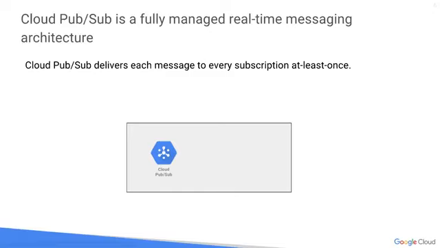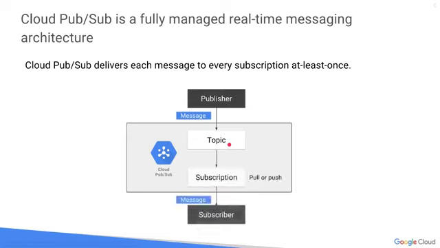Let's take a look at some Cloud PubSub concepts. Cloud PubSub is a fully managed real-time messaging architecture. An application that publishes messages is called a publisher. A publisher creates and publishes messages to a topic. To receive messages, a subscriber application creates a subscription to a topic.